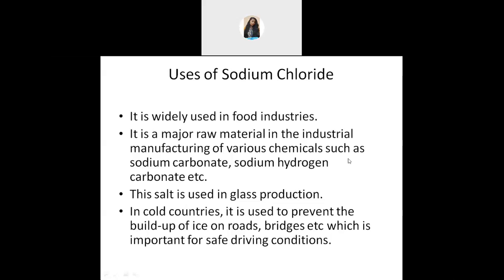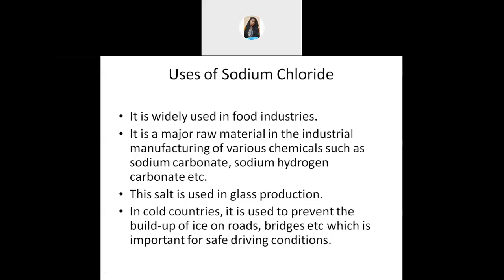First, it is widely used in food industries because we need a salty taste in our food. Next point is it is a major raw material in the industrial manufacturing of various chemicals such as sodium carbonate, sodium hydrogen carbonate, etc. So if some industries are producing sodium carbonate and sodium hydrogen carbonate, they need sodium chloride as a raw material.